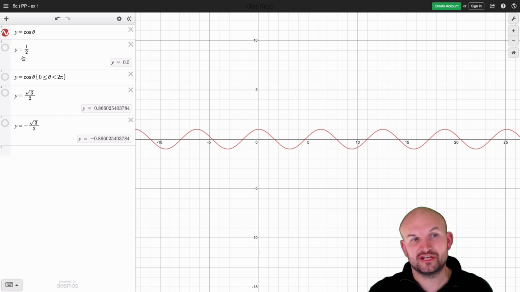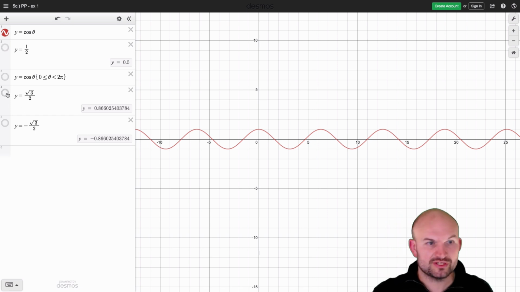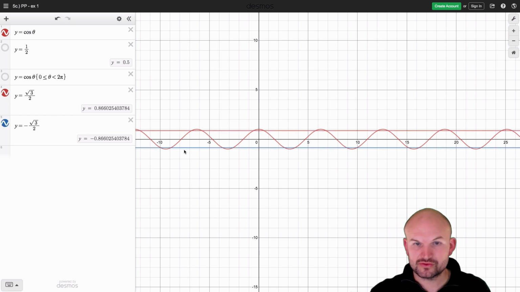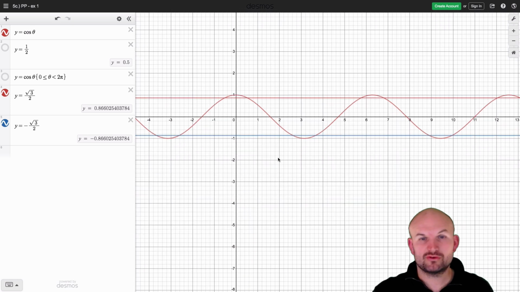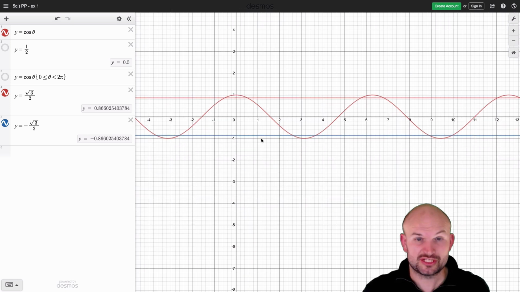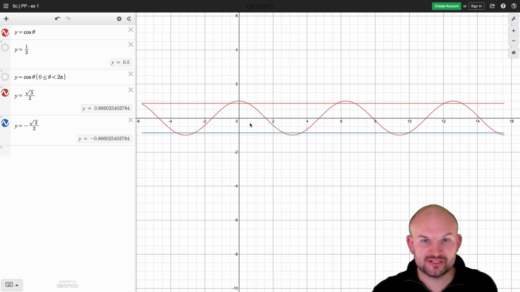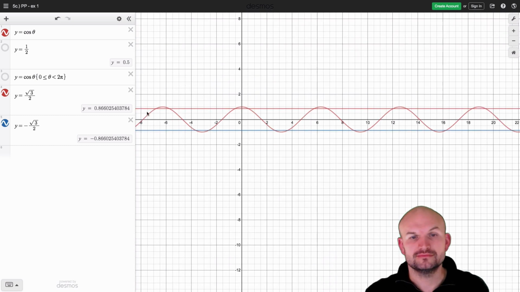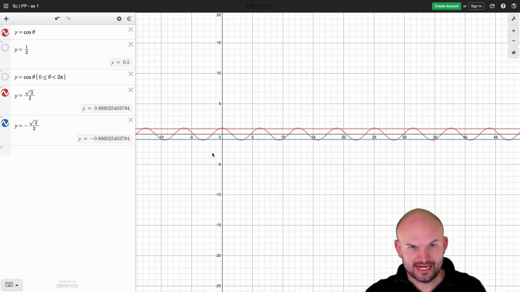Yep, but now instead of intersecting with 1/2, we're going to intersect with square root of 3 over 2 and negative square root of 3 over 2. So you can see there are quite a few more solutions, right? There's actually twice as many solutions, at least between certain intervals.